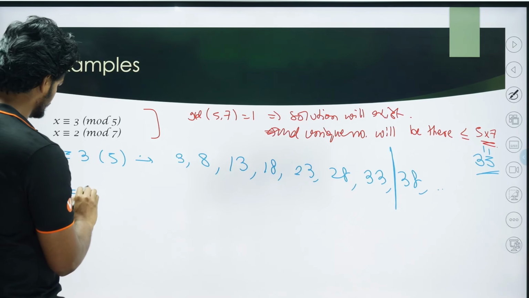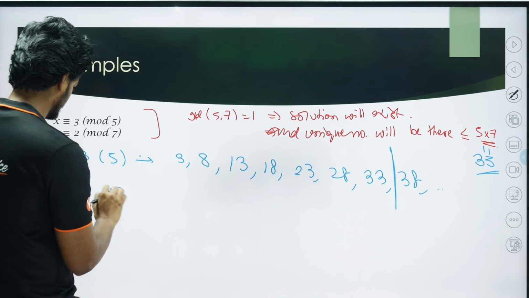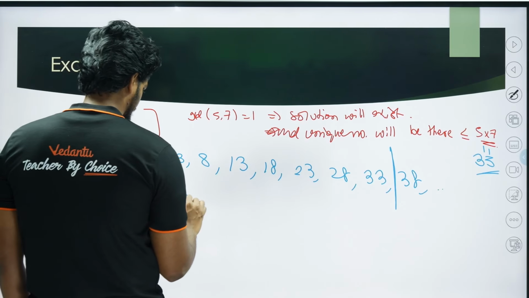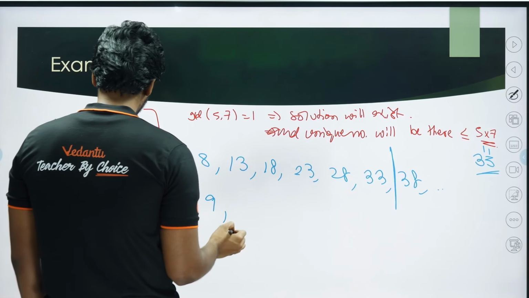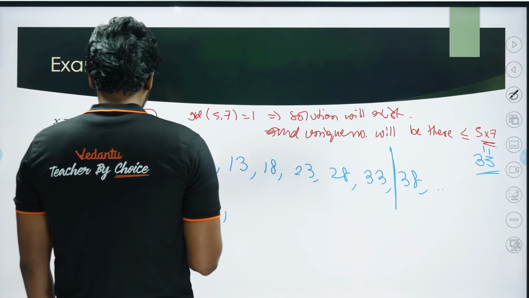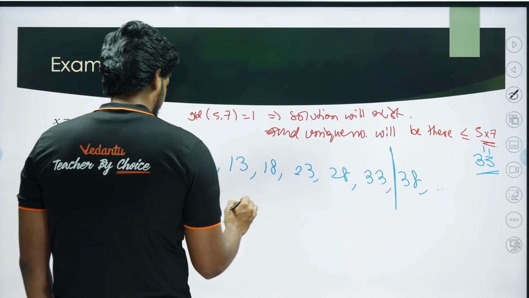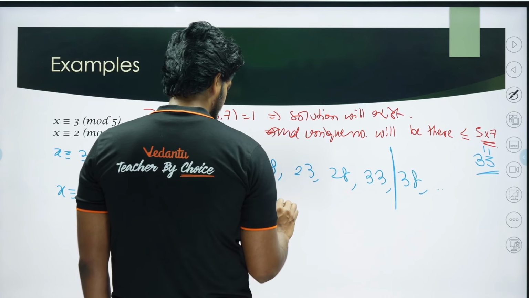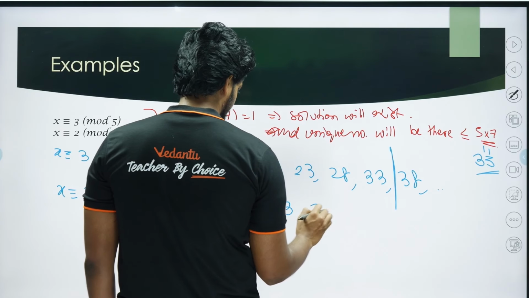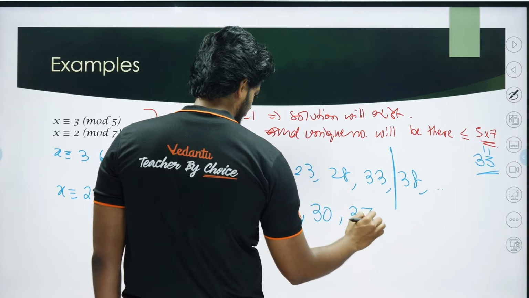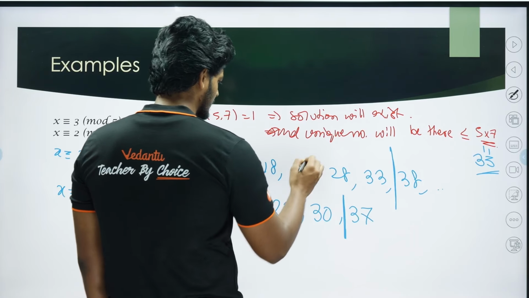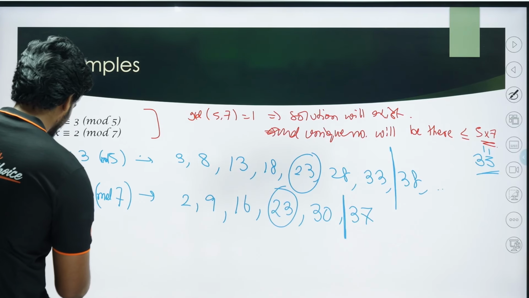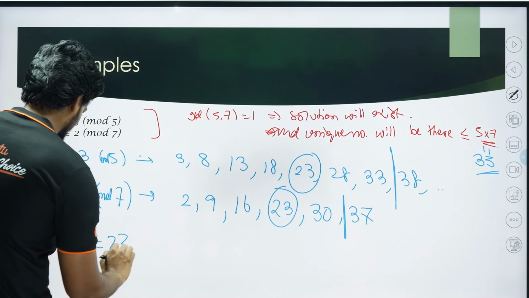And x is congruent to 2 mod 7. This tells us that it is 2, 9. I'm adding another 7, so it's 16. I'm adding another 7, 23. I'm adding 7, 30. I'm adding 7, 37. So it has to be before that. Oh, clearly 23 is a common solution.